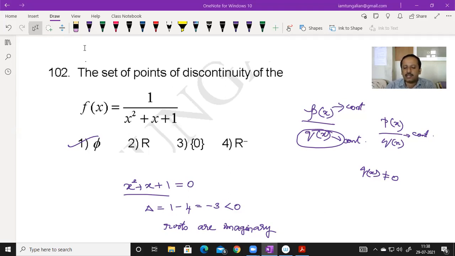So how do we get to know whether the roots are real or not? By finding the discriminant. Discriminant b square minus 4ac, we got minus 3, which is negative. Since discriminant is negative, roots are imaginary. Therefore, for no real value of x, denominator becomes 0. In other words, denominator will never become 0. Hence, this function is continuous everywhere. Okay. So, if it is continuous everywhere, what are the points of discontinuity? There is no point of discontinuity. So, the answer is null set.